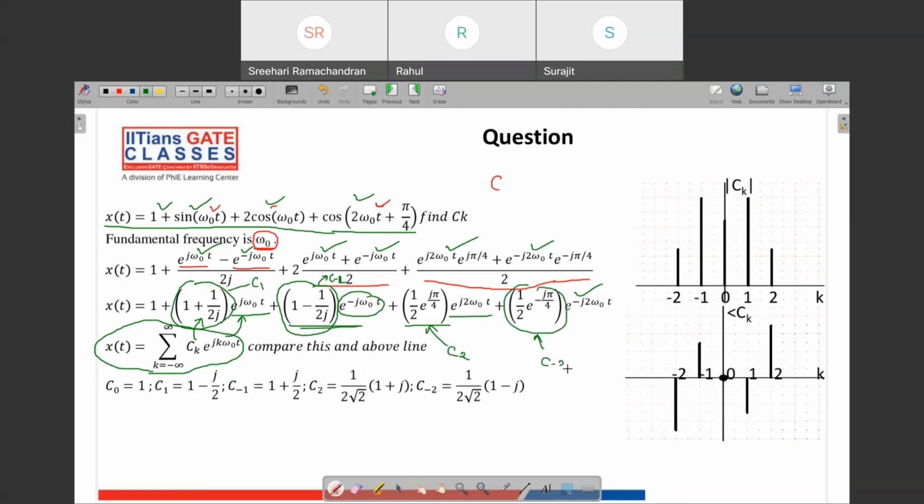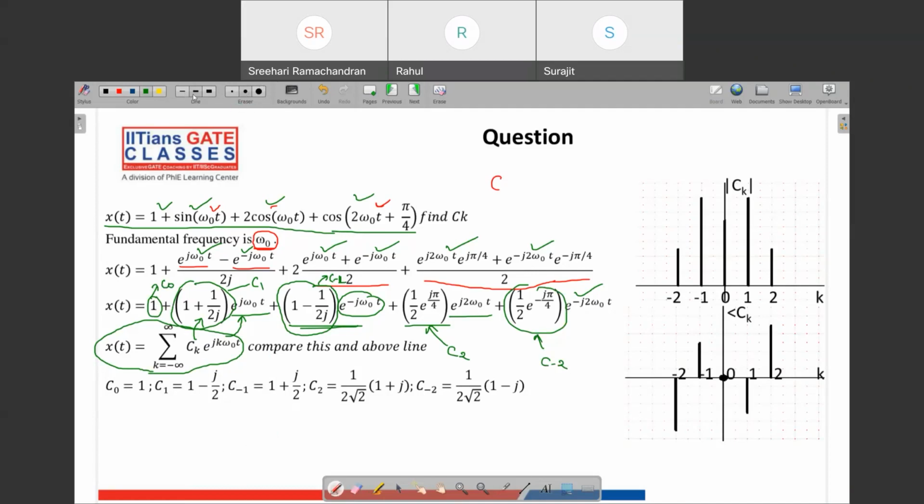And then we have a term which doesn't have any kind of exponential, and that is our c of 0. Now other than this, we don't have any other term. That means that c of 3, c of 4, or c of minus 3, minus 4, minus 5, or c of 5, all of those are 0. So we don't need to calculate those.